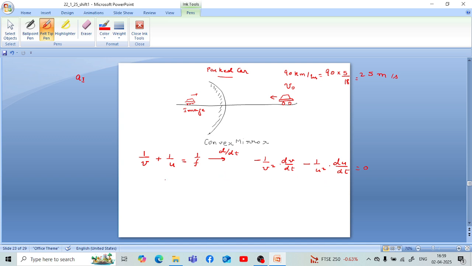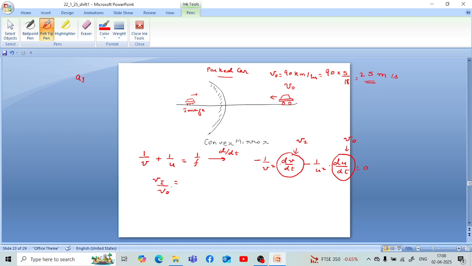Now we can further simplify this expression in this form: v_i over v_o, because dv/dt is the rate of change of the position of the image, so it is the speed of the image, and similarly du/dt is the rate of change in the position of the object, so we can call this v_o. Now v_o is given in this problem: the object is the moving car, and its speed is given as 90 kilometers per hour. We can convert it into meters per second by multiplying with 5/18, so this value comes out to be 25 meters per second.